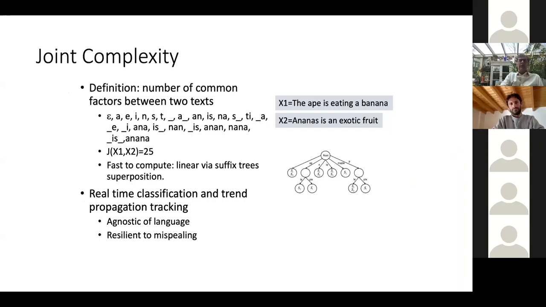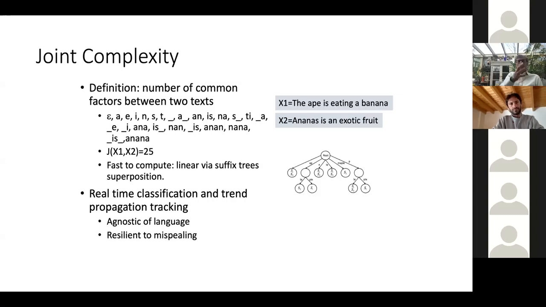The joint complexity that was mentioned by Dimitrios is basically you have two texts, and you want to see if the texts are talking about the same or not the same thing. But you don't want to have something very complicated. You don't want to do classification of short text. And one way to make it very quickly is to enumerate a number of common factors within the two texts.